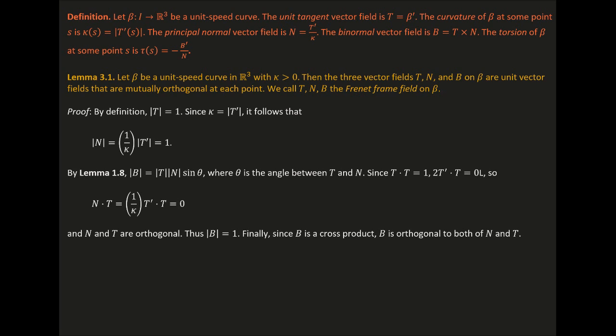The binormal vector field is denoted b, and it's just the cross product of t and n, so the unit tangent and the normal. The torsion of a curve is defined as the negative of the binormal's derivative over the principal normal vector, and this is denoted tau.